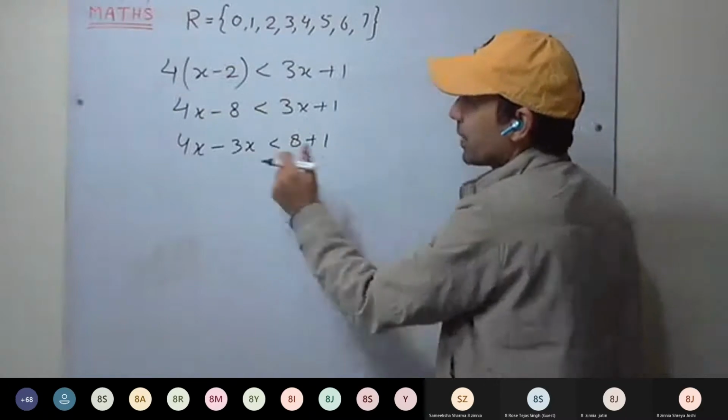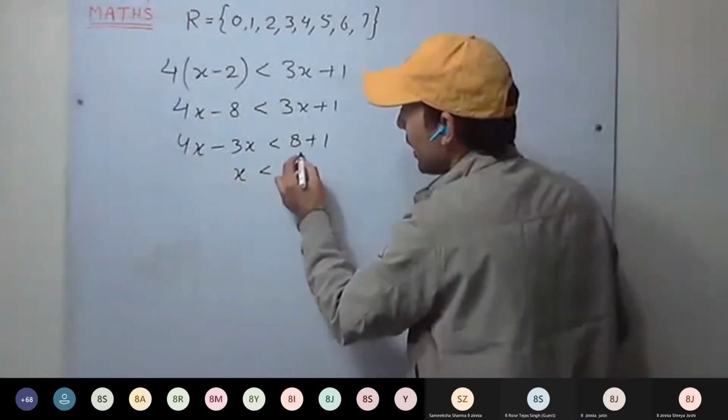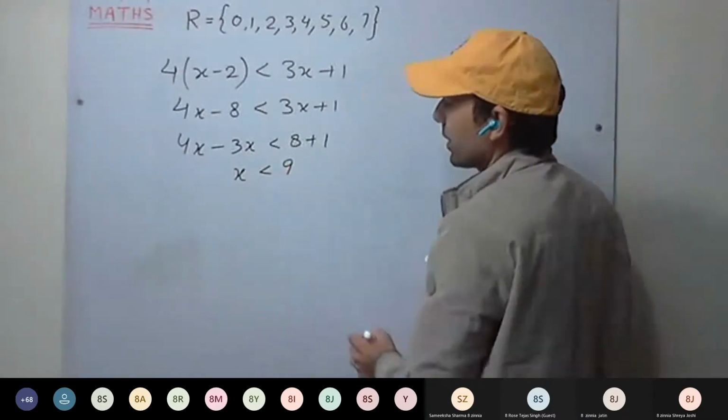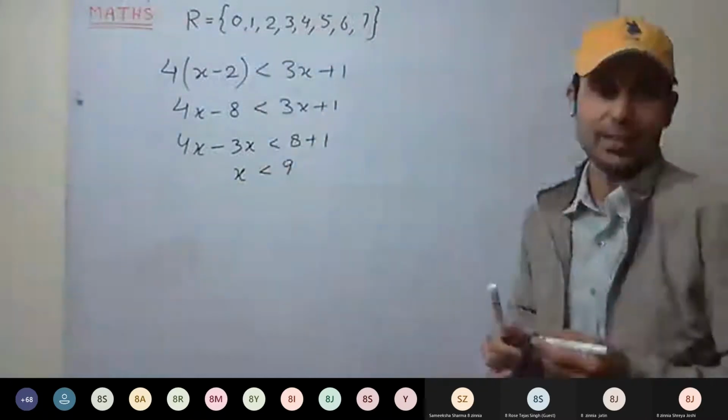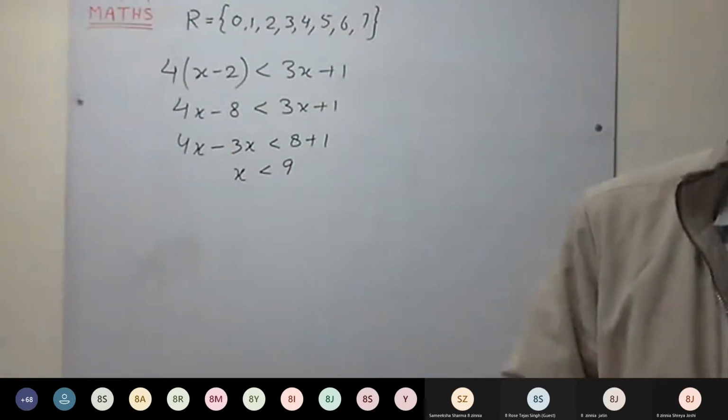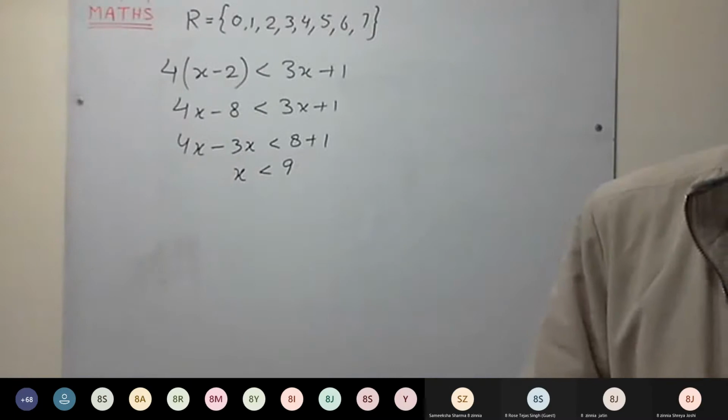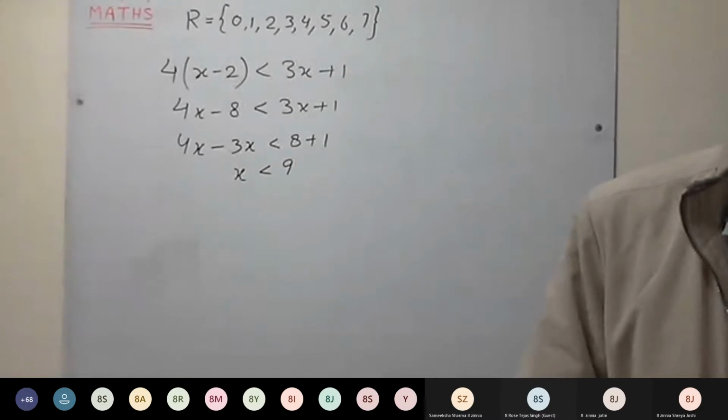Minus 8 plus 8. Okay, it will be x less than 9. So what will be the answer? The whole replacement set will be the answer. Okay. Now try the 14th, solve as homework.